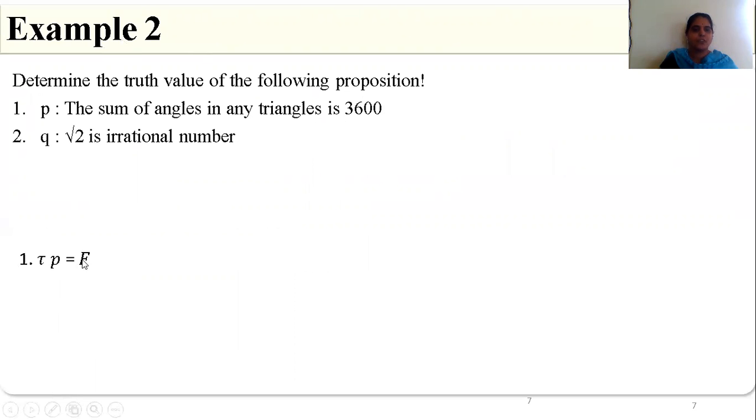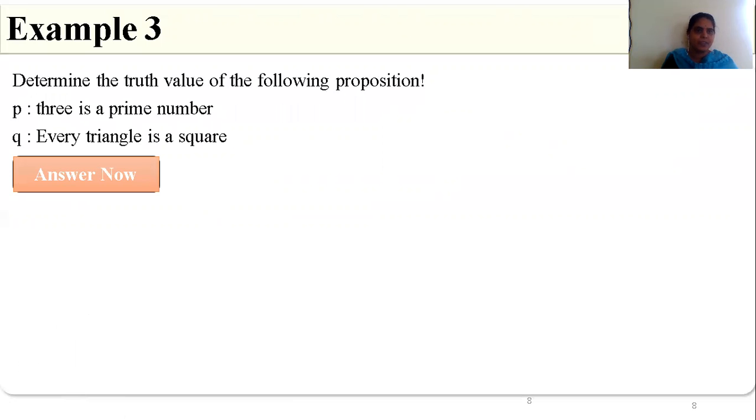Obviously the truth value of P is false. Then what about Q? Square root of 2 is an irrational number. Yes, the square root of 2 is an irrational number, so the truth value of Q is true.